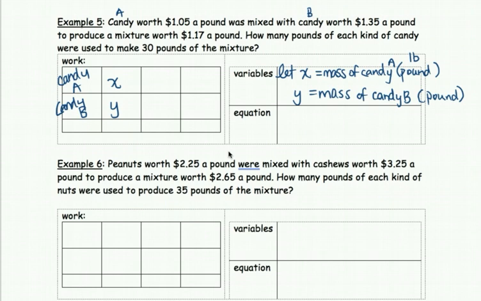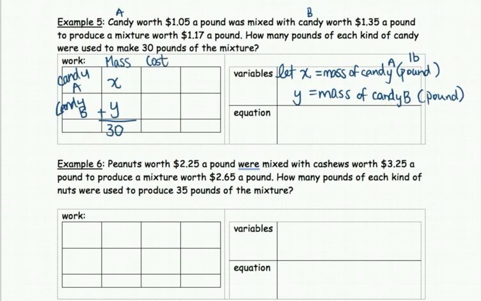Okay, so now that we have the variables x and y defined, we are going to look at the mass here. And so we're noticing in the problem here that 30 pounds was bought. Okay, so again, our goal is to figure out how many pounds of A we'll buy, and how many pounds of B we'll buy, but we know for sure that we're going to buy 30 altogether.